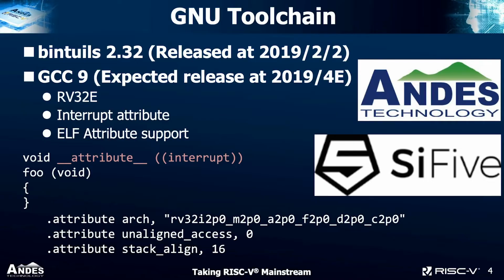The first one is RV32E. I know it has been in the spec for a long time, but now you can build your own RV32E product with the upstream toolchain. The second one is the interrupt attribute. It allows you to write your interrupt handler in your C program, which makes your life easier.